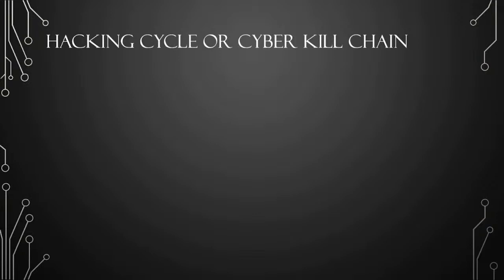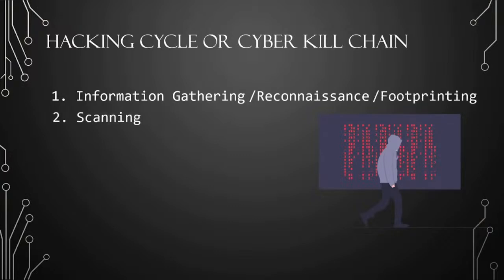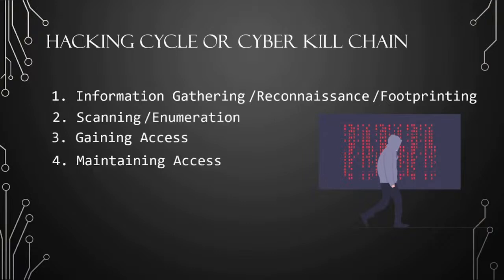Okay, so the first step that you perform in the hacking cycle or cyber kill chain is known as information gathering. Now, certain organizations term this step by different names. They can also call it reconnaissance or footprinting. Second step is known as scanning. It can also be referred to as enumeration. Third step is gaining access. Fourth step is maintaining access. And the last step is known as reporting or clearing traces.